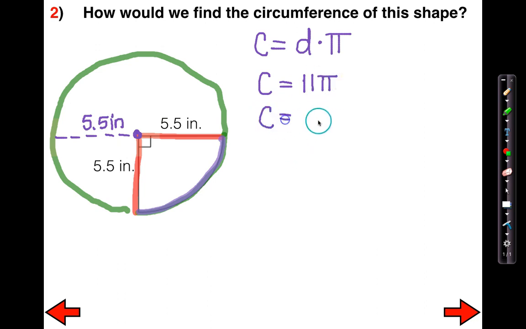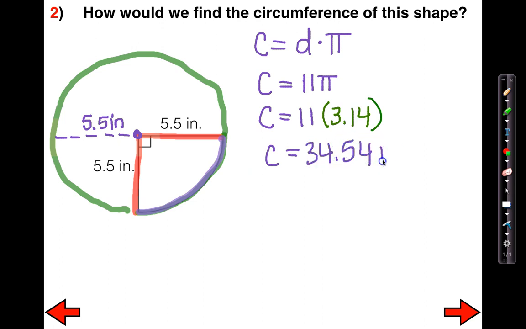Now what we're going to do is replace pi with the value 3.14. Once we multiply that out, we're going to be left with 34.54 inches. Since it is circumference, we don't put squared. It's just inches by itself. So here is actually the circumference of the entire circle, but I'm only interested in finding 1/4 of it because I want to find this missing length.